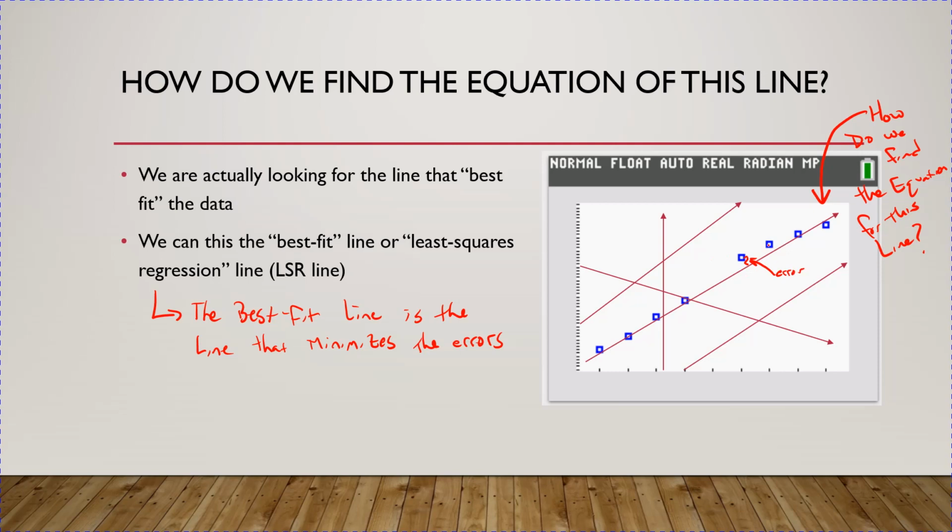So there's another error here. At that distance, it made a little error. And then there's an error over here, a little error. All the best fit line does is it's the line that minimizes the error. It makes the smallest amount of mistakes. And we're going to use our calculator to find this line.